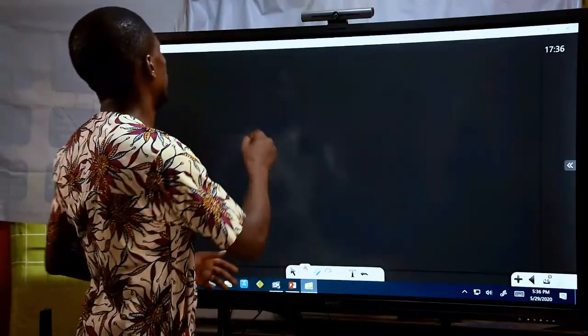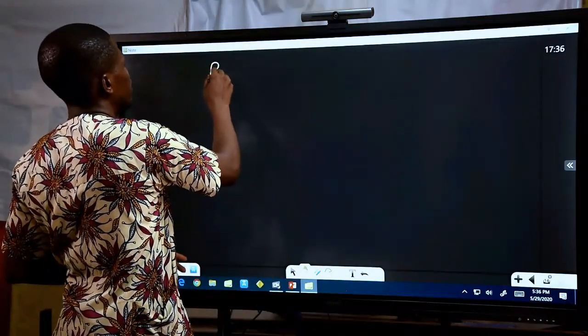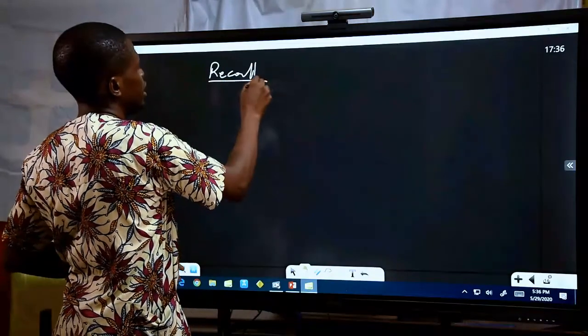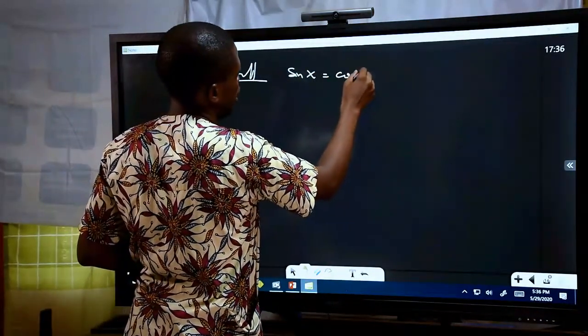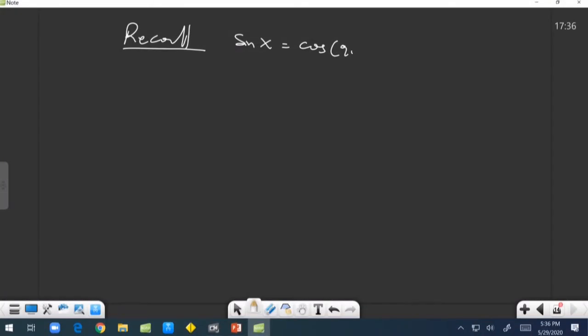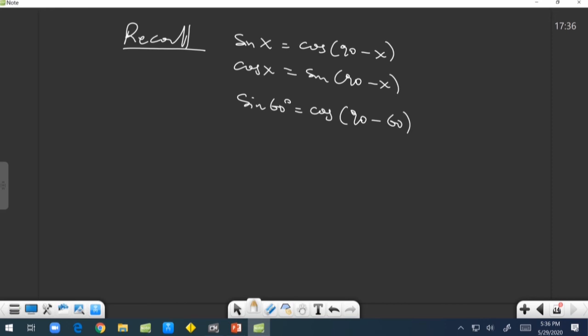And we can also add some simple terms. Recall that sine x is equal to cos 90 minus x. So you can solve a simple problem. And also cos x is equal to sine 90 minus x. So that means sine 60 degrees is equal to cos 90 minus 60. Cos 90 minus 60 is cos 30.